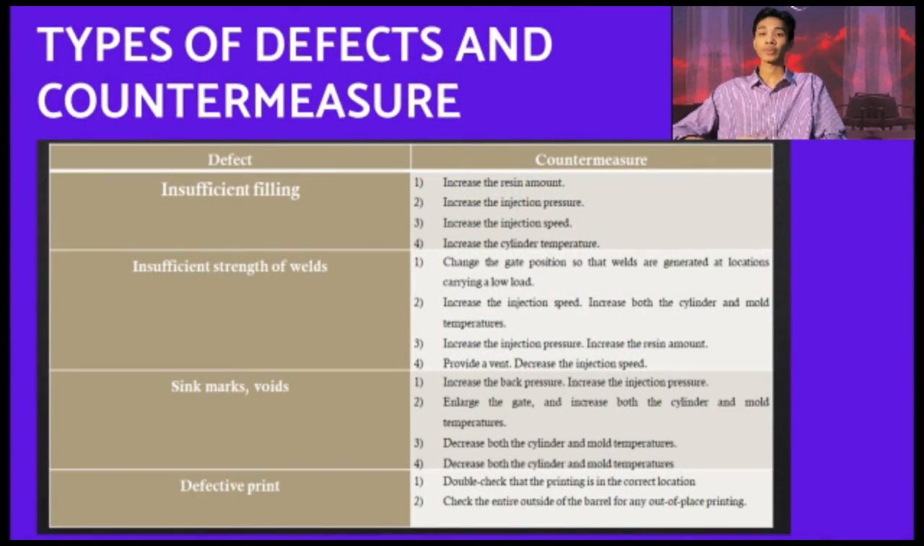This table shows a few examples for the countermeasure. First is insufficient filling. So we need to increase the resin amount, injection pressure, injection speed, and also the cylinder temperature. Second is insufficient strength of weld. We need to change the gate position so that welds are generated at location carrying a low load. Also, we need to increase the injection speed and both cylinder temperature. Third is for the seam mark. We need to increase the back pressure and the injection pressure.